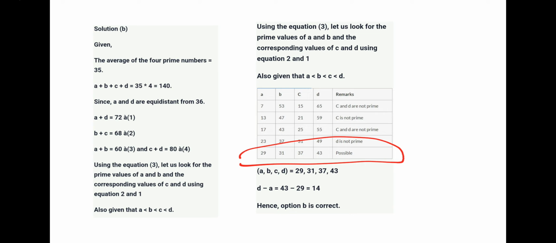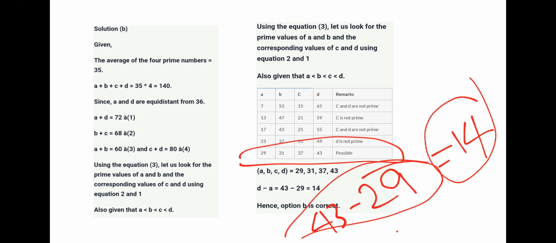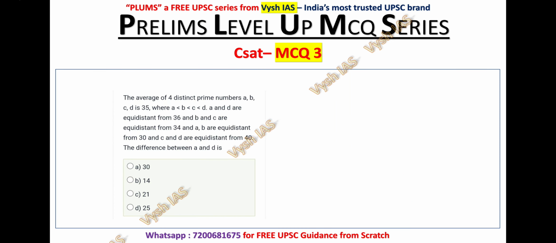In the question they have asked the difference between A and D. So A is nothing but 29 and D is nothing but 43. So 43 minus 29 is the value which they have asked. So 14 is the correct answer. So option B is the correct answer for MCQ number 3. Okay. Now let's solve MCQ number 4.